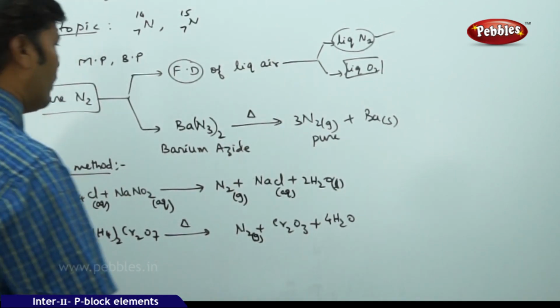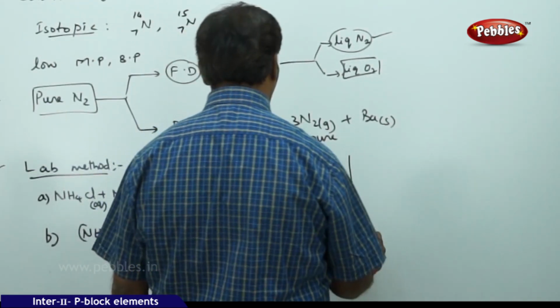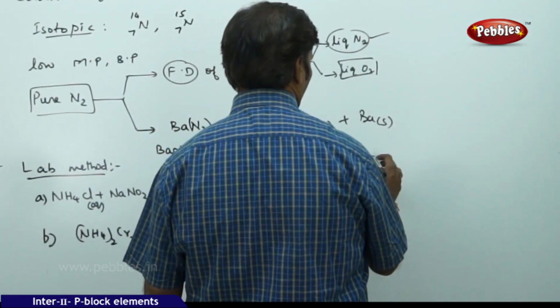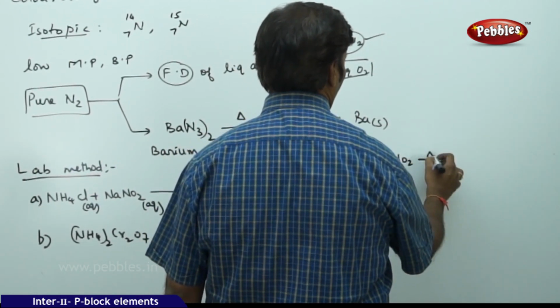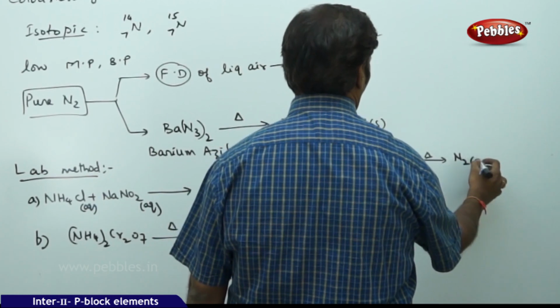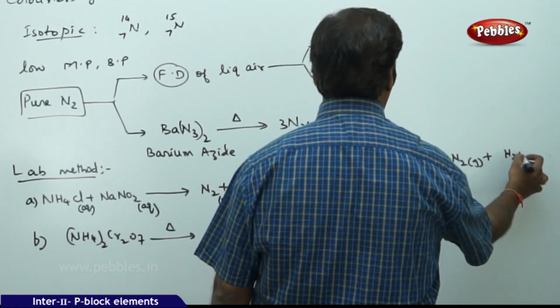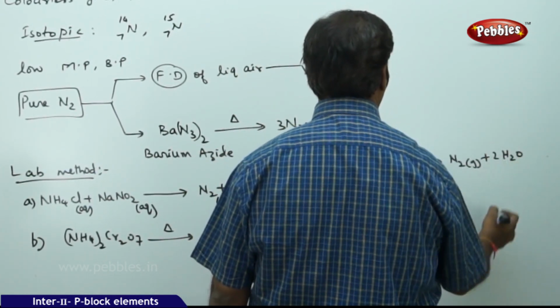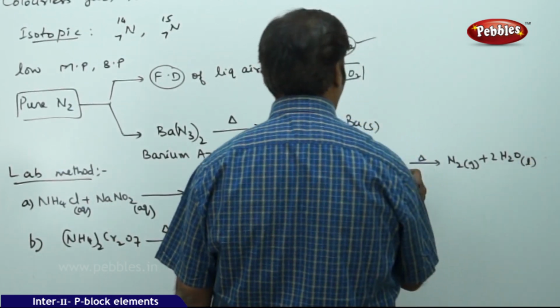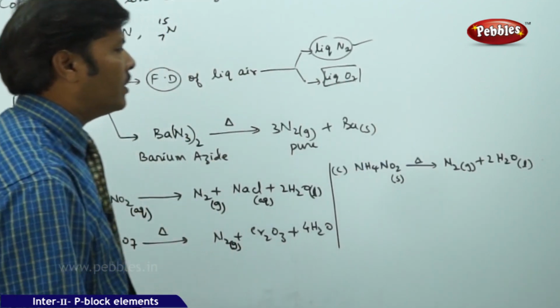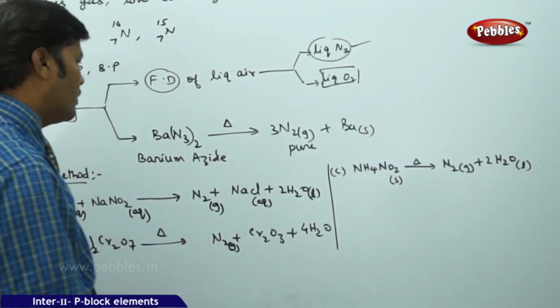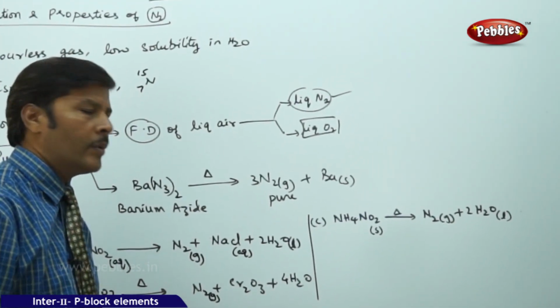So here is one last method by which we can prepare nitrogen: we can take ammonium nitrite. Ammonium nitrite, upon strong heating, gives nitrogen gas plus H2O. This is the simplest method, where this is liquid, and this is solid. So when you heat it, you get nitrogen gas plus water. So these are the important methods where you can prepare nitrogen.